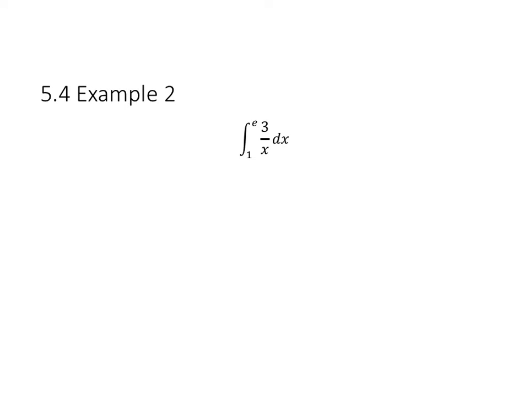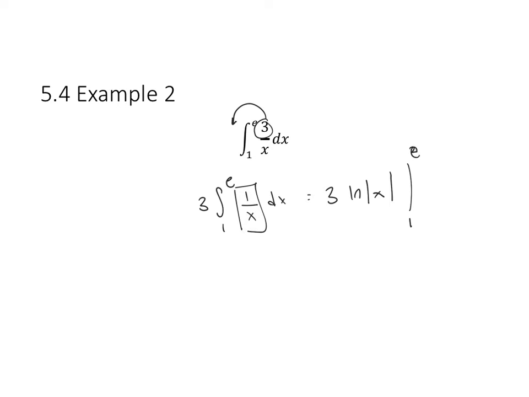Here we have a constant of 3. We can pull that 3 out and make it 3 times the integral from 1 to e of 1 over x dx. And again, hopefully you know 1 over x is ln. So it's going to be 3 times ln of x evaluated from 1 to e.